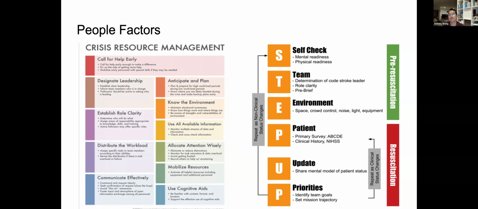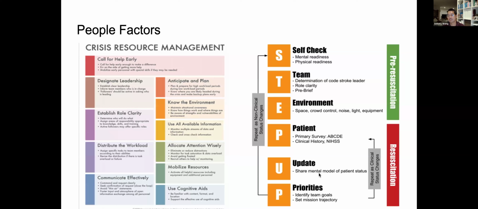The team, as you could see, had a clear leader, had role clarity, and a very extensive pre-brief with internal summary. Getting the environment right is really important in terms of light, equipment, reduction of noise. It was a very measured, tempered sound volume throughout all, and then launching into the patient.